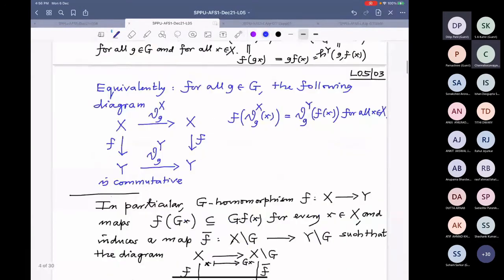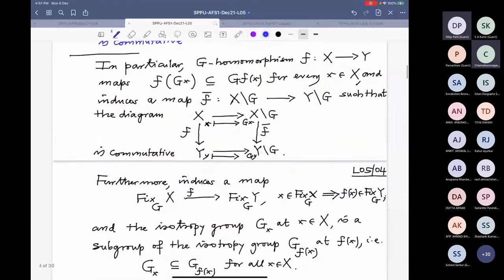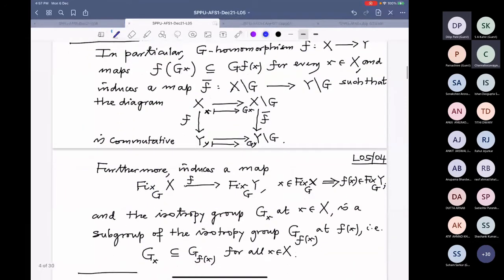So that is a G-homomorphism or G-morphism. Okay, immediately from the definition, I want to write down some consequences. If you have a G-homomorphism f from a G-space X to a G-space Y, then the image of every orbit is contained in an orbit of Y. So more precisely, f of the orbit Gx at x, the image of this orbit under f, is contained in the orbit of f(x).